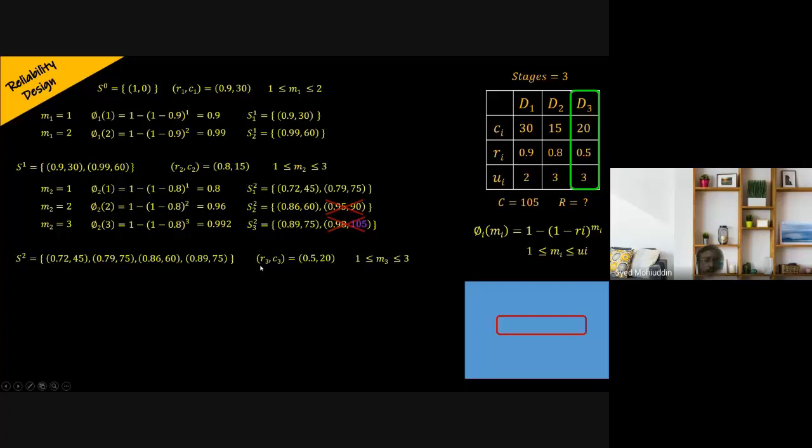Now let us look at adding the third device, R3, C3, which is with the reliability as 0.5 and 20 as the cost. Now U of 3 is 3, that is at most 3 devices we can use. So we will be computing by adding the third device. So we'll be computing set S3 actually now.